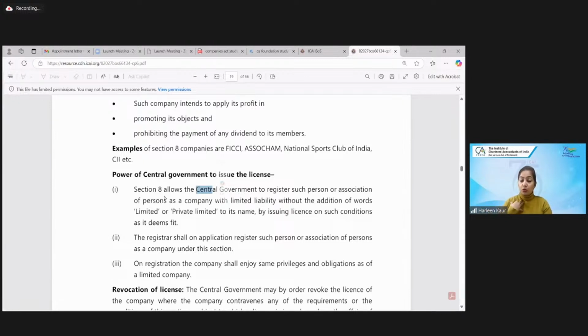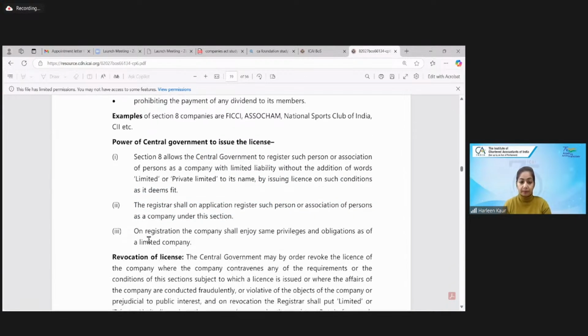So if Harleen ma'am wants to open up a company, Harleen Sports Club of India company, then I have to make an application to central government that I want to open up a Section 8 company. Please give me the permission. I will submit all my objectives. This is my objective where I need to apply the profits and I prohibit paying dividend to its members. I am not a profit motive company. I am a non-profit organization which is opening a company. If central government is satisfied that I am a legal company, then only it will give me a license. On the basis of the license which I get from central government, I can operate as a Section 8 company.